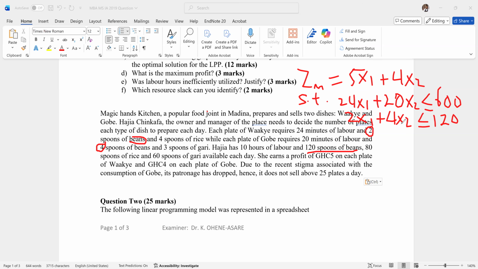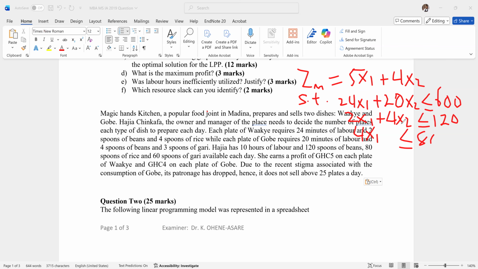All right, who can give us the next constraint? Mention the constraint, tell us what it is. Yasin. The next constraint is rice, and then it is formulated as 4x1 less than or equal to 80.